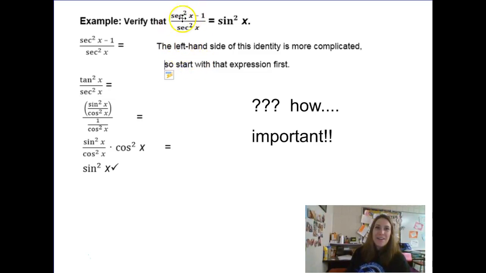We're going to verify that this is equal to sine squared. So basically you want to take the side that is the most disgusting, and that's the one that you're going to manipulate. So this is the most disgusting side, I think. And this one's already done.